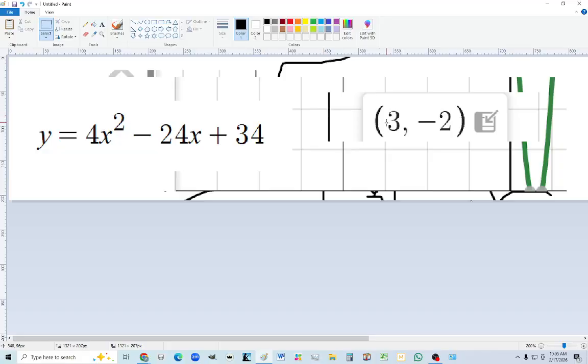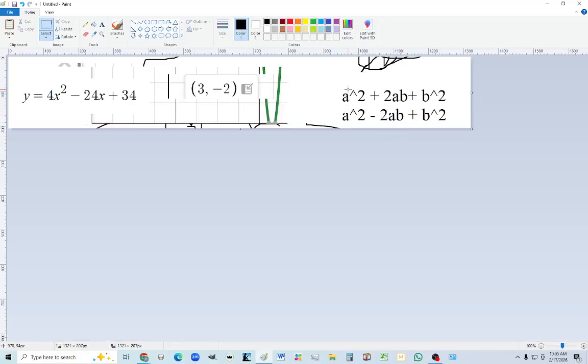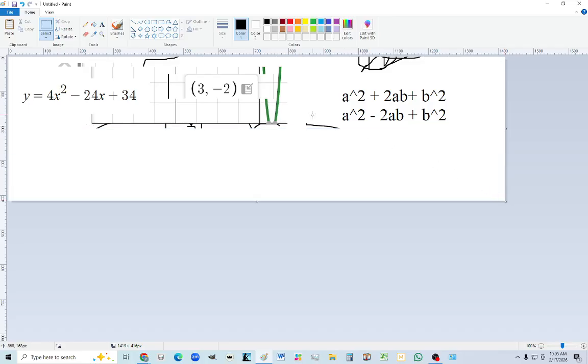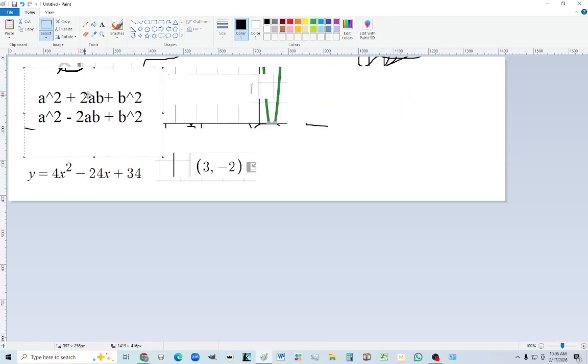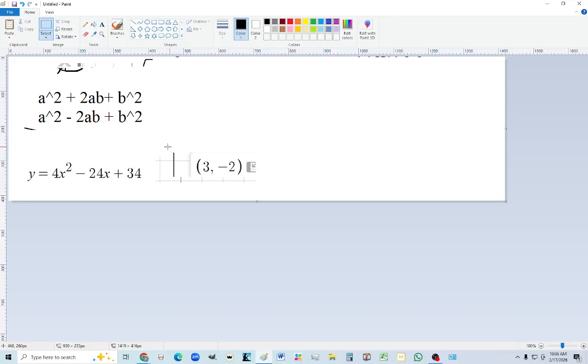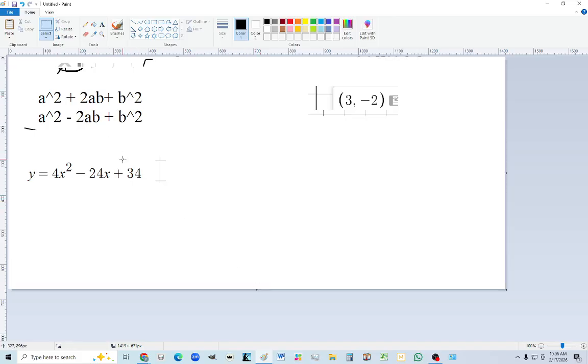I want you to keep this in mind. A little bit cleaner. So I know I've got to get to this vertex. I know that's the vertex. We follow the same rules. Move the number aside.